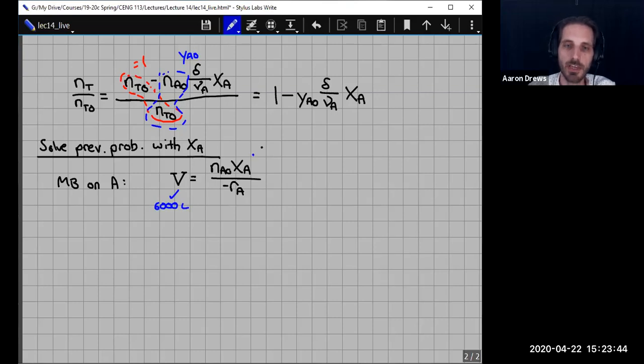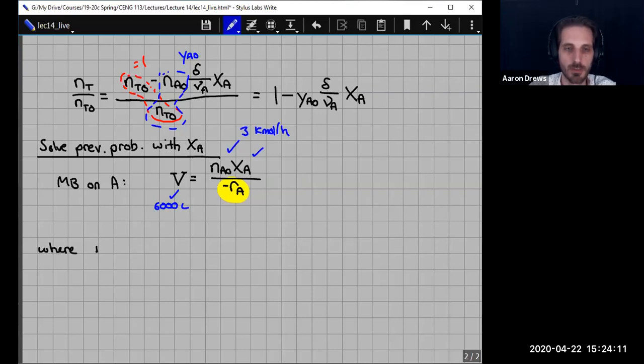We don't know X sub A, but that's okay because we're trying to find out what X sub A is. And we already know the inlet molar flow rate. I think it was 3 kilomoles per hour. It could have been just 2, but I think it was 3 kilomoles per hour for our inlet volumetric flow rate. Inlet molar flow rate. We're left with this R sub A, so we're going to have to work on that.